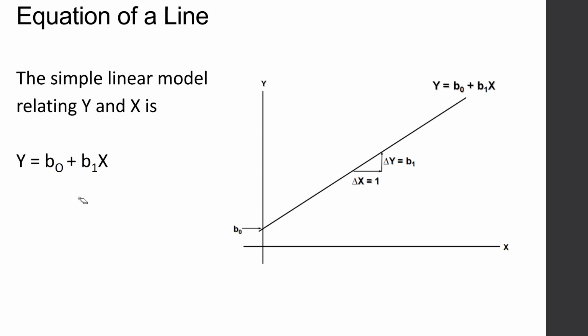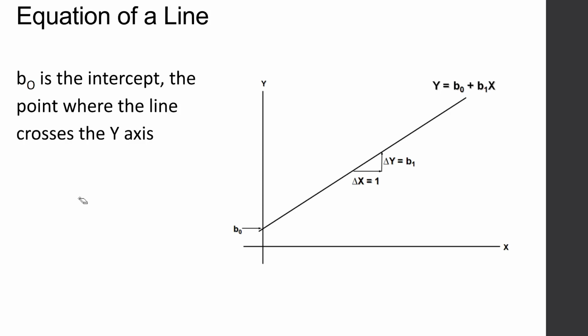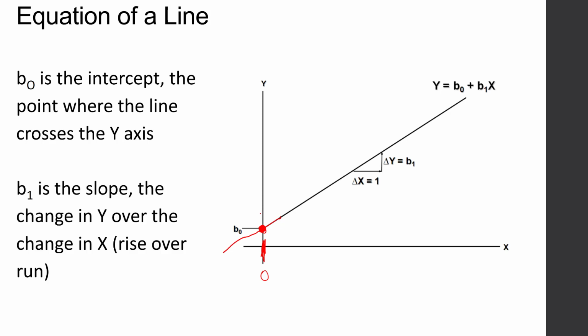Now let's investigate what these mean. The slope and the intercept are two different things. The intercept, b naught, is the point where the line crosses the y-axis. So if you put in 0 for x, the point where the line crosses the y-axis right here is b naught, your intercept. And b1 is the slope, and that's the one we're going to be concerned with.